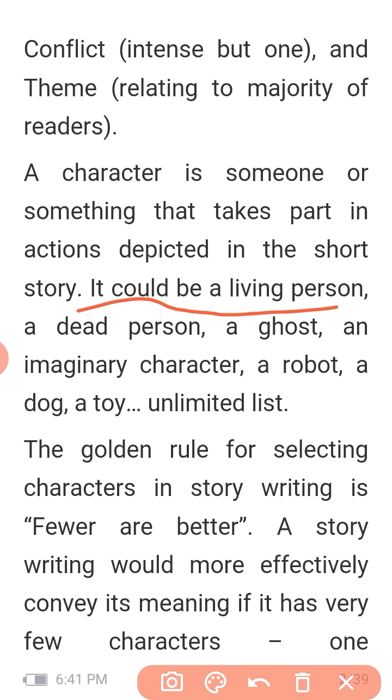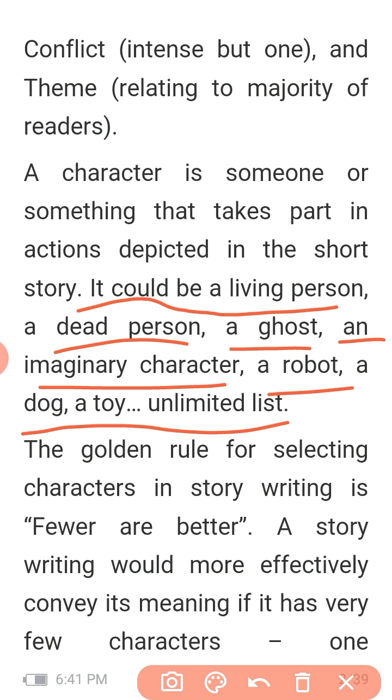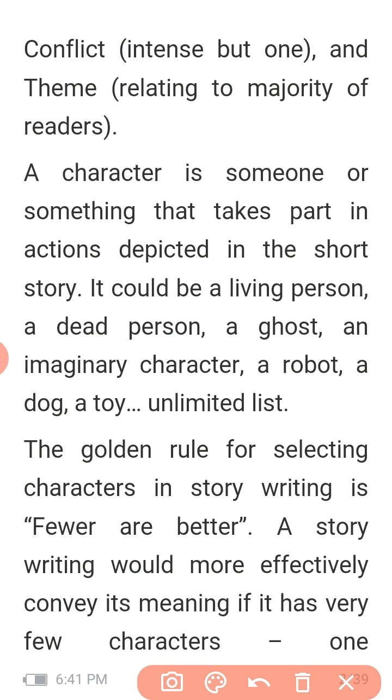It could be a living person, a dead person, a ghost, मतलब भूत प्रेत, an imaginary character, a robot, a dog, a toy, an unlimited list. A toy can also be a character. Toy Story movie तो देखी होंगी आपने. So this particular thing is very interesting. There can be different sorts of characters: good characters, bad characters, imaginary, ghosts, dead persons. मरे हुए लोग भी character हो सकते हैं, because the explanation of that person can be given as a character. So it depends on the mood of the story.